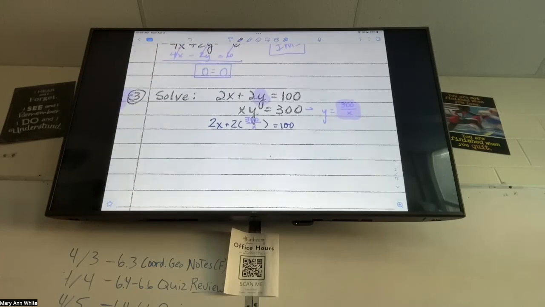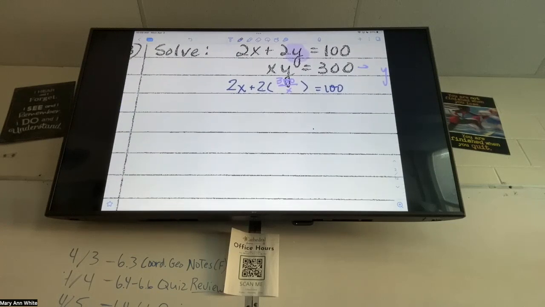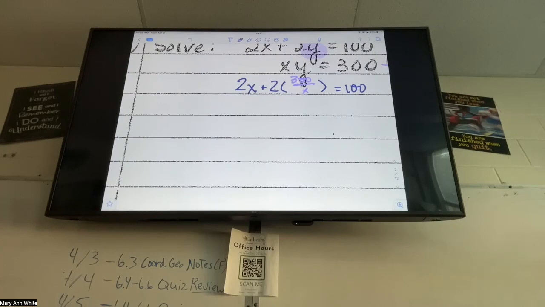Okay. Now, we could stop here and put this in the calculator, but we're going to finish the hard part algebraically by hand first, and then at the very end, we'll come back and prove that we could have stopped here and put it in the calculator. So what I want to do is get rid of that fraction, and I'm going to do that by multiplying everything by x. That will get rid of that x in that denominator, okay? So I'm going to do 2x times x, which is 2x squared. 2 times 300 over x is going to be 2 times 300, which is 600. And then x times 100 is going to be 100x.